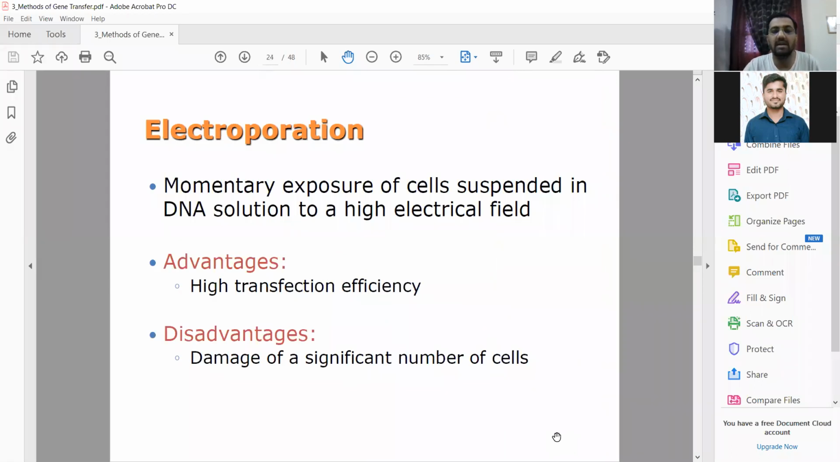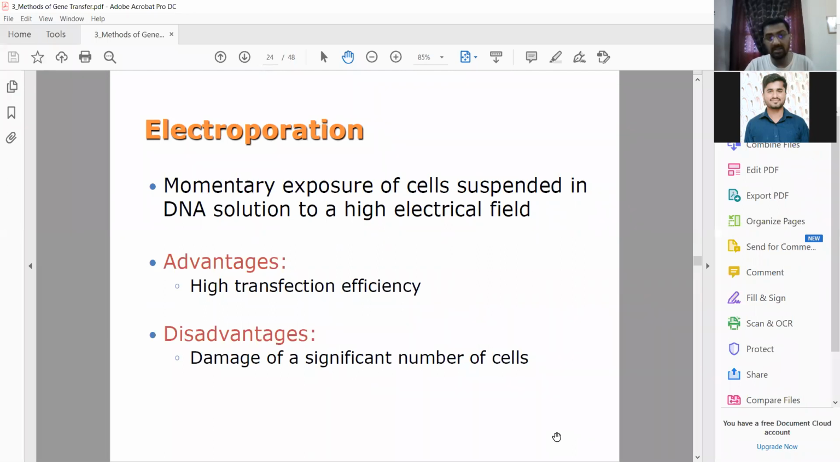Electroporation, from the word you can easily judge, means you give an electric impulse, and poration means to create pores in the cell surface. So basically it's a momentary exposure of cells suspended in DNA solution to a high electric field.